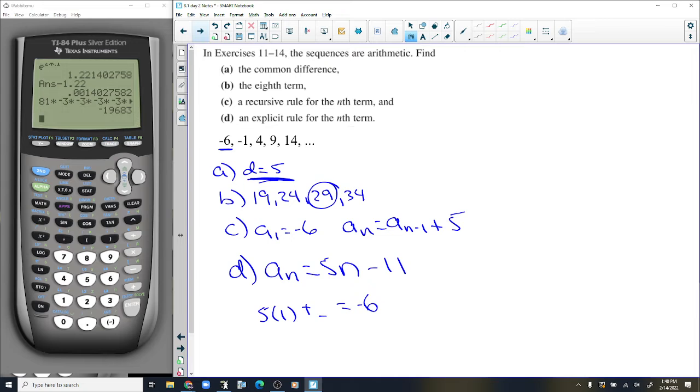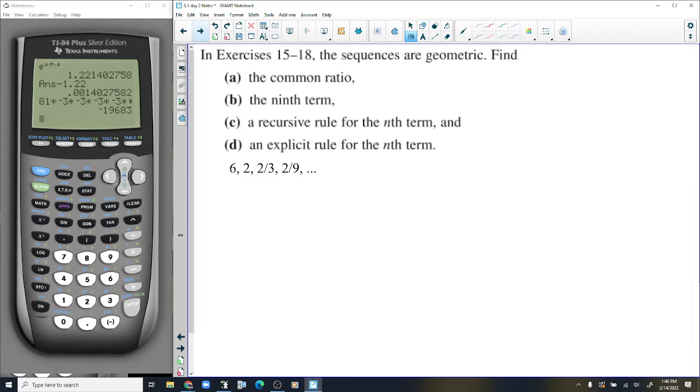We don't do arithmetic very much in this chapter. It's pretty much all geometric. Arithmetic just isn't that interesting. Geometric, much more interesting. All right, speaking of geometric, A, the common ratio, is 1/3. That's right here. We're multiplying each one by 1/3.